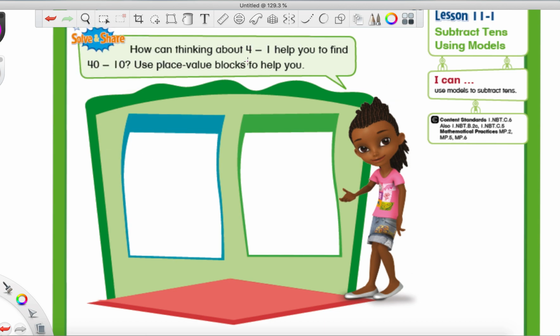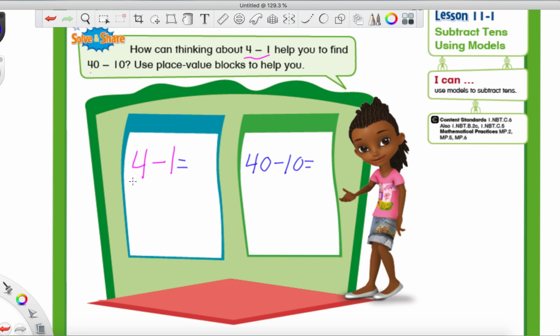Alright, so let's write down this first one. 4 minus 1. So I'm going to write this in the blue box right here. 4 minus 1. Okay, now let's take our other subtraction sentence and we're going to write it in the green box. We have 40 minus 10. So how are these two number sentences similar?